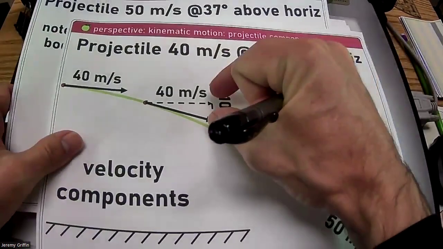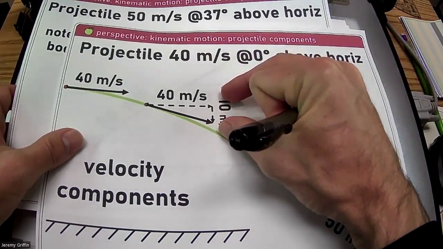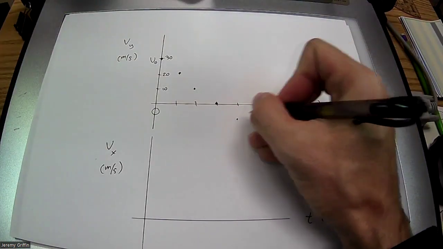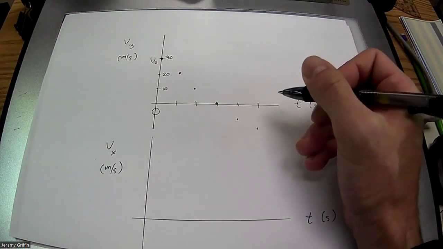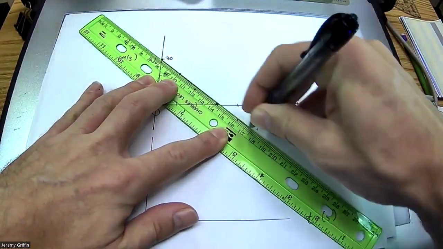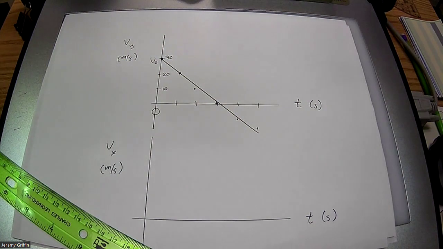Then it starts to pick up speed, but in the negative direction, if down is negative. 10, 20, maybe something kind of like that. And what shape is that? That would be linear, wouldn't it? If I drew that right, something about like that.